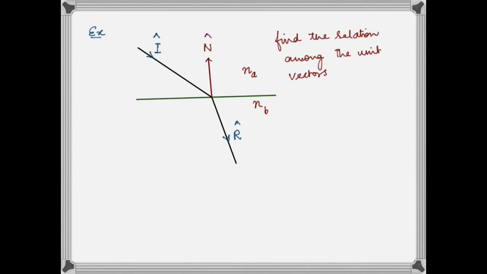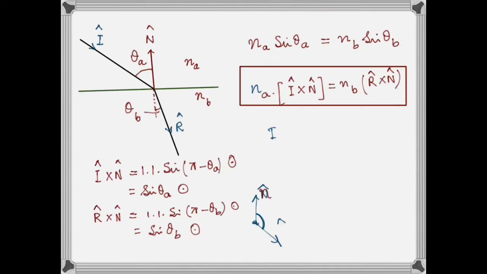Okay, in this example we have to find the relation among the unit vectors. So this is incident light, and there is a unit vector i cap along this direction. This is normal, unit vector along normal, and this is the direction in which refracted light goes. So a unit vector along this direction is r cap. Refractive indices are nA and nB, and we have to find the relation among these vectors. So for that, just apply Snell's law, nA sin theta a equal to nB sin theta b here.